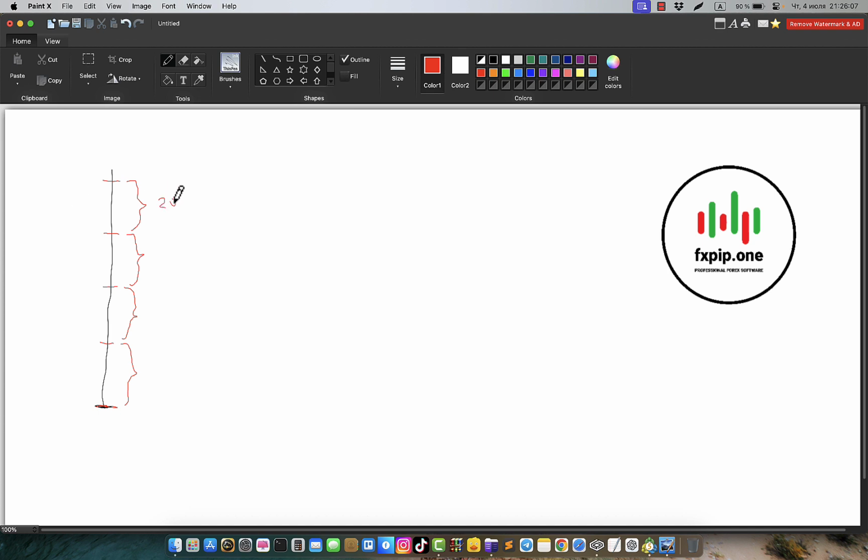Okay, so you can start, for example, you sell 1 lot, you sell 2 lots, you sell 3 lots, you sell 4 lots, but price goes up and you go into drawdown. But this is, for example, your USD pair.